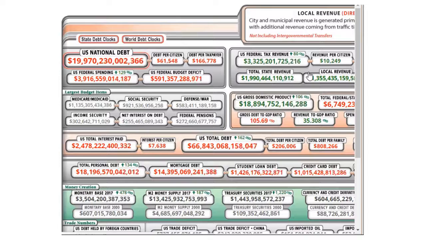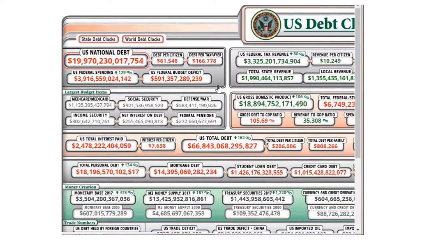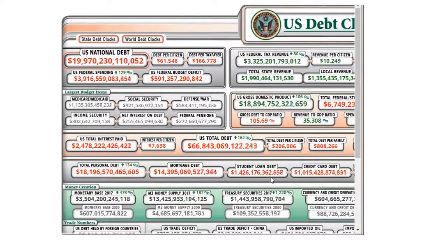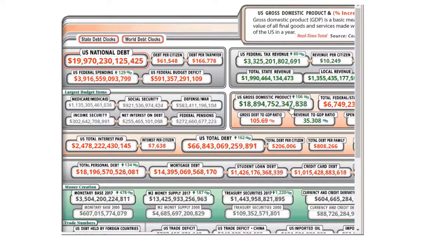So you can kind of see how these things all compare. They even broke our debt up per citizen versus per taxpayer, because there's a difference between people that are American citizens but might not be old enough to be paying taxes. So that's why these are different values. We can also see our GDP.